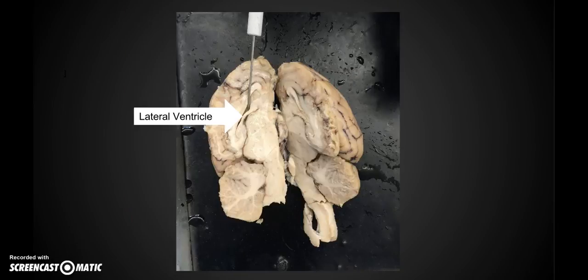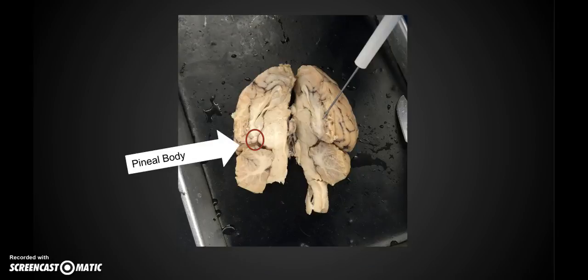The lateral ventricles are located within the cerebrum. The purpose of the lateral ventricle is to provide a pathway for cerebrospinal fluid that protects the head against trauma. The pineal body is a gland posterior to the thalamus and is responsible for secreting melatonin, the hormone that anticipates the onset of nighttime in mammals.